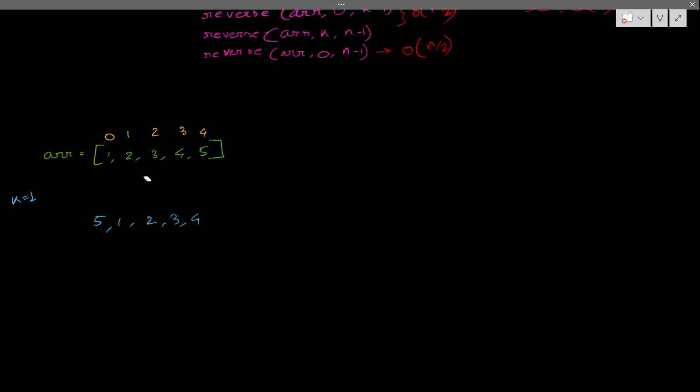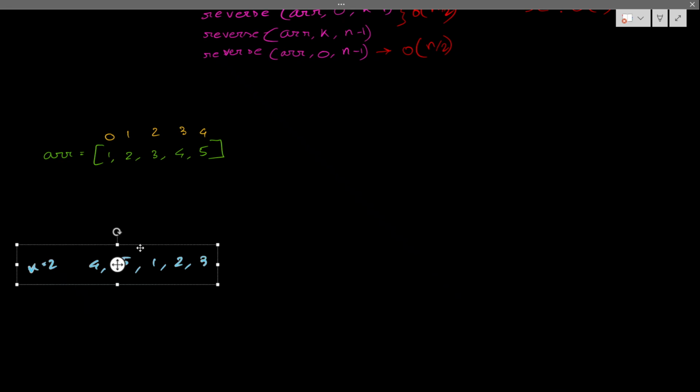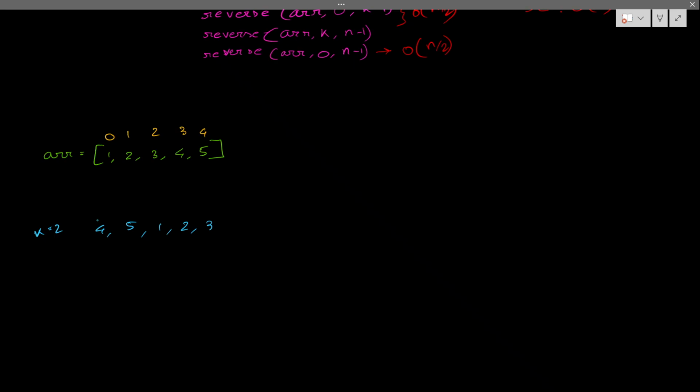And what will happen if I do k equals 2? Again, this 4 comes this side, and the rest of the things will shift to the right side. So if I do k equals 2, it becomes: 4 comes here, 5 comes here, then shift everything, 1, 2, 3. So this is how it works, right? Now I'm taking k equals 2, assuming the k value is 2. So this is my final output, k equals 2.